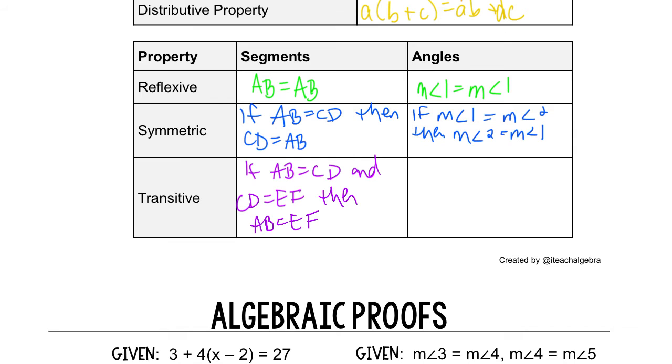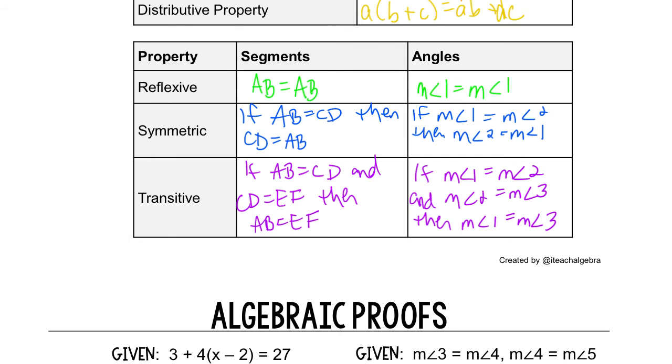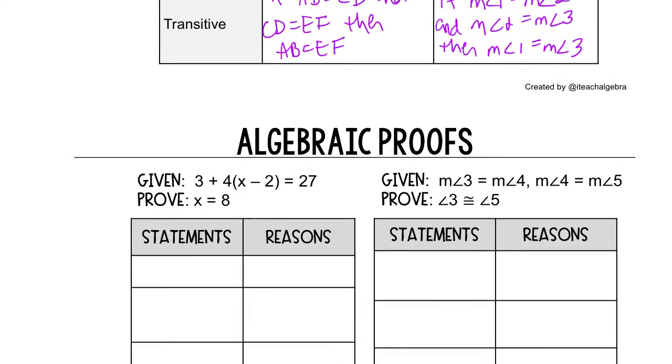What this means for angles is if the measure of angle 1 equals the measure of angle 2, and the measure of angle 2 equals the measure of angle 3, then the measure of angle 1 equals the measure of angle 3. All works the same. Essentially, we're just using angles instead of segments.